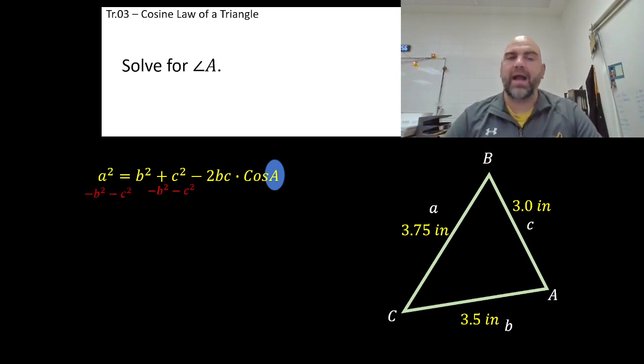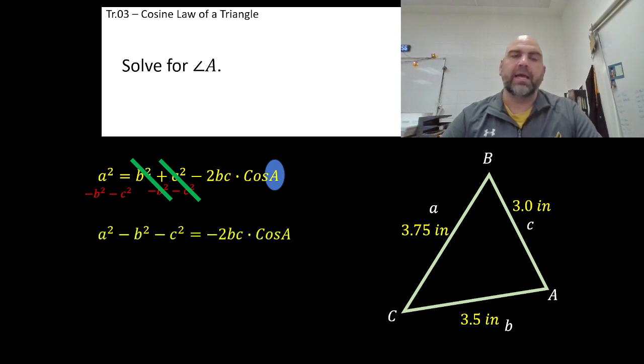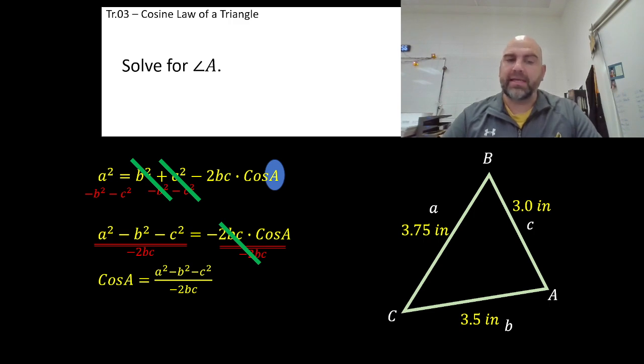First of all, I'm going to subtract b squared and c squared from both sides, and that's going to cancel those ones out, and we're going to be left with this. A squared minus b squared minus c squared is equal to negative 2bc times cos of A. Now, the other thing that we want to get rid of as well is that negative 2bc. It's being multiplied to cos A, so we're going to divide by negative 2bc, and that's going to cancel out there, and we're going to look like this. A squared minus b squared minus c squared over negative 2bc.